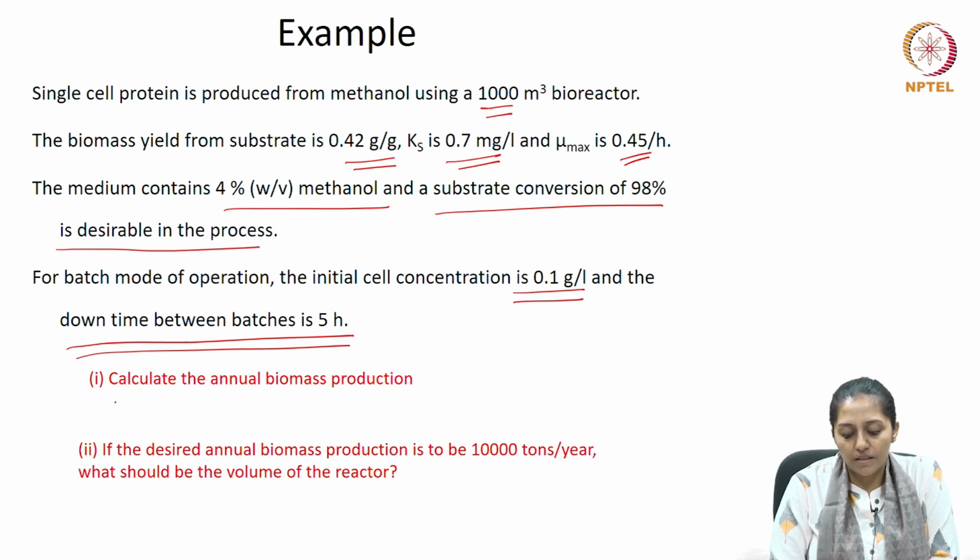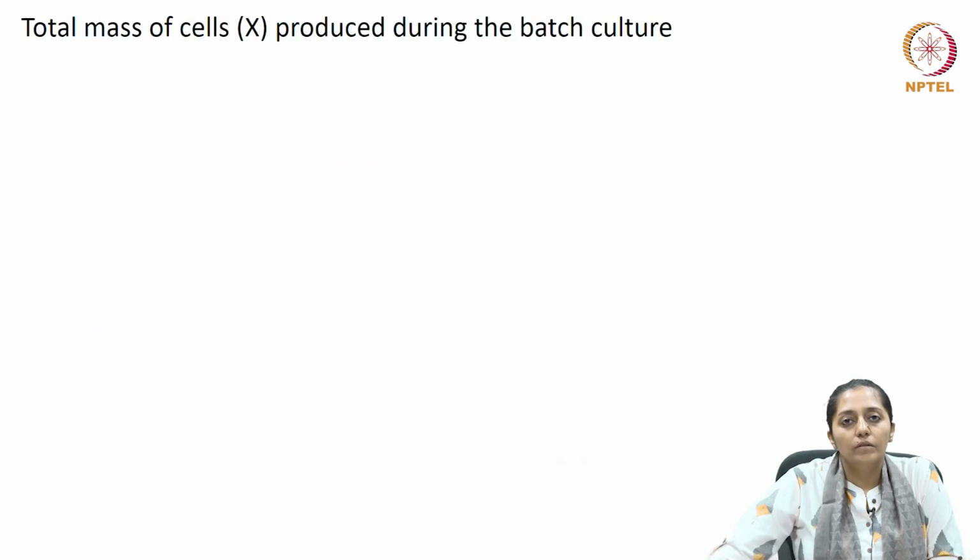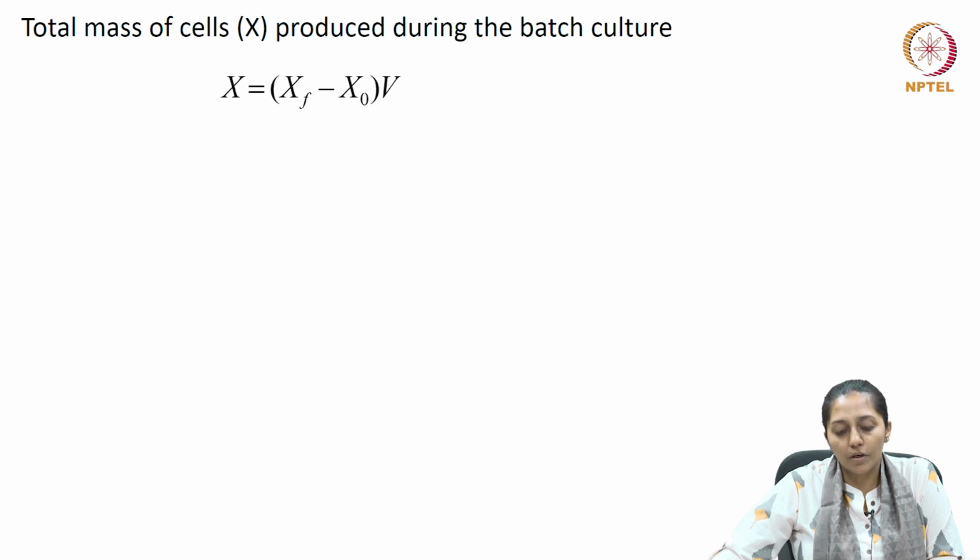So what has been asked is, first calculate the annual biomass production. Let's see how we can calculate it. First we need to calculate the total mass of cells which will be produced during this batch culture. The mass of cells produced during the batch process will be the difference between the final and the initial biomass concentration multiplied by the volume of the batch.